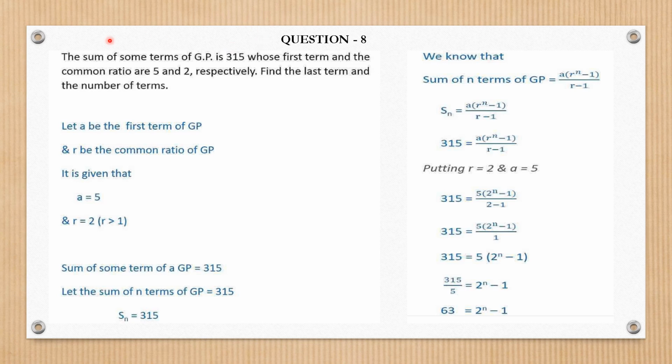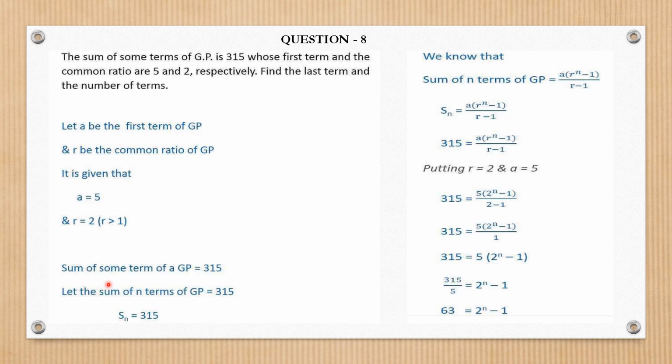Question number 8. The sum of some terms of a GP is 315, whose first term and the common ratio are 5 and 2 respectively. Find the last term and the number of terms. Let A be the first term of the GP and R the common ratio. So A is 5, R is 2. As R is greater than 1, you know which formula I'll be applying for Sn. It will be A times (R raised to power n minus 1) divided by R minus 1.